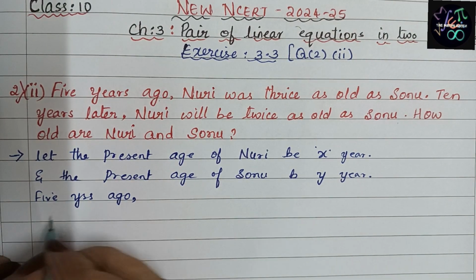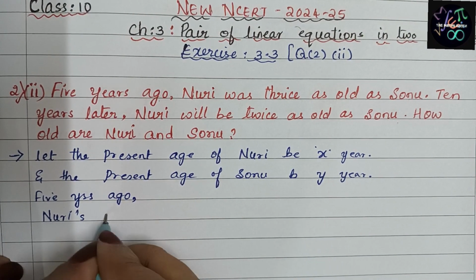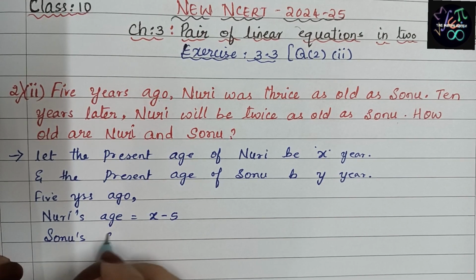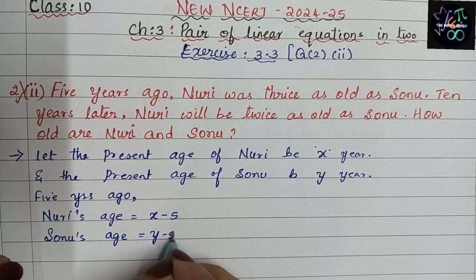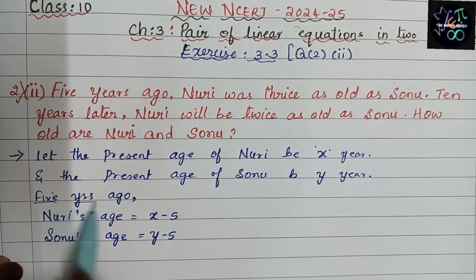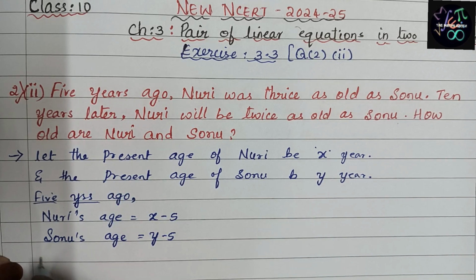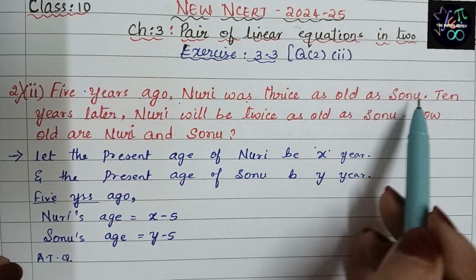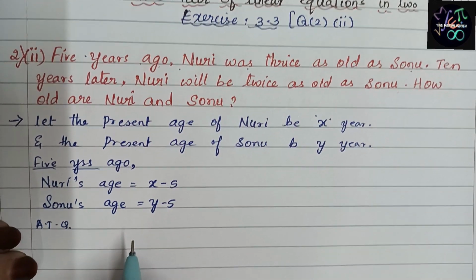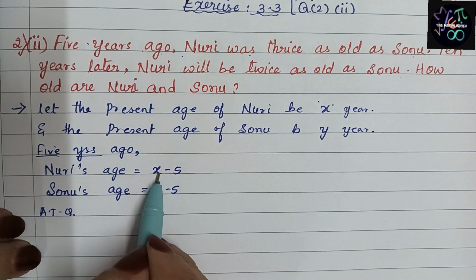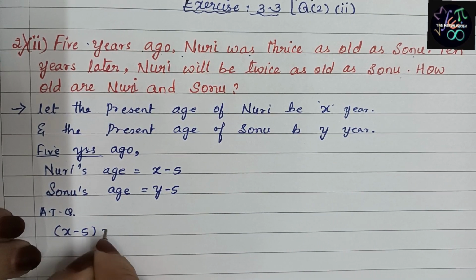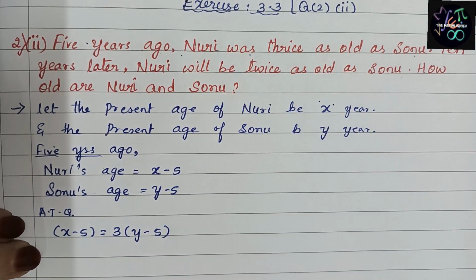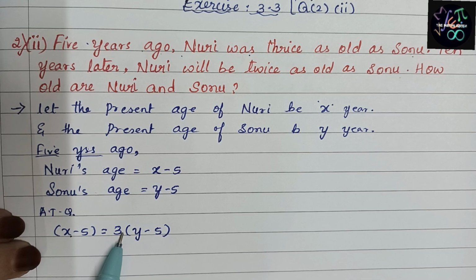5 years ago, first I'll write Noori's age. 5 years ago, Noori's age, that is x minus 5. Sonu's age, y minus 5. Okay. This is about 5 years ago, Noori's age and Sonu's age. Let us write this according to the question. 5 years ago, Noori was thrice as old as Sonu. Okay. First case, what they are saying? 5 years ago, Noori was thrice as old as Sonu. Correct? Yes.